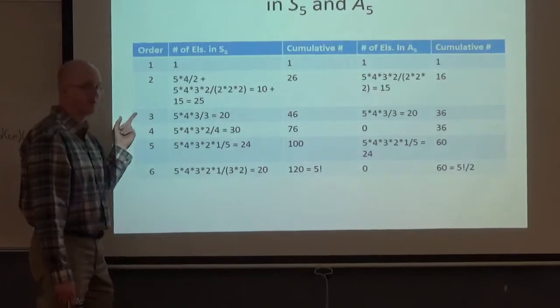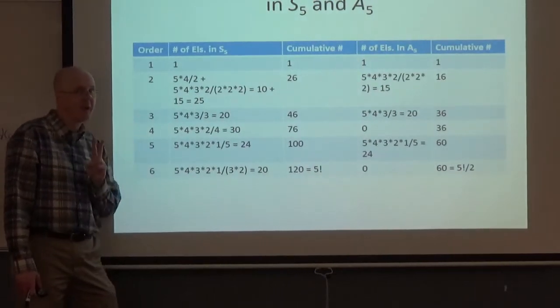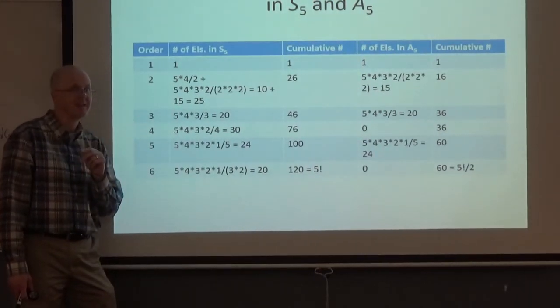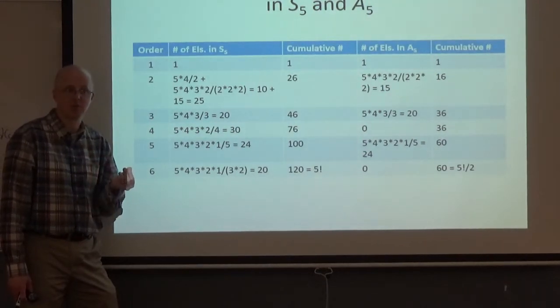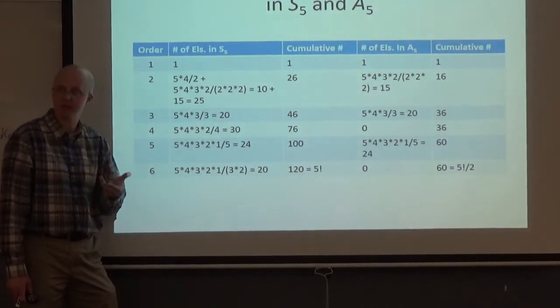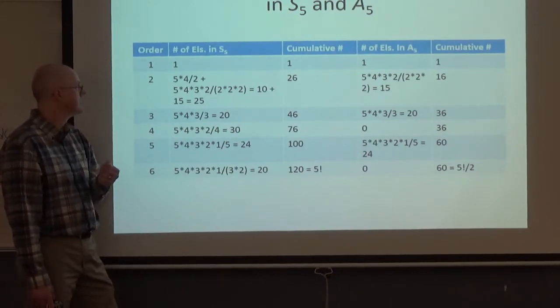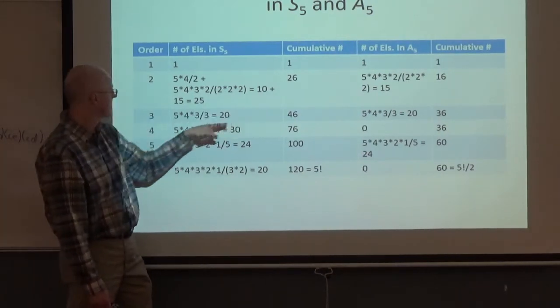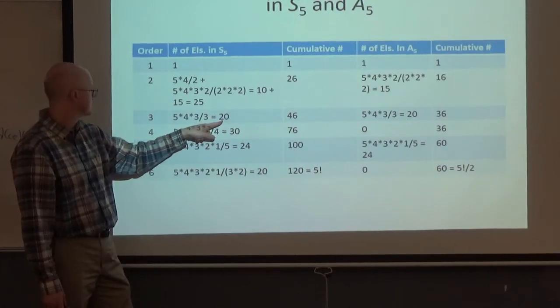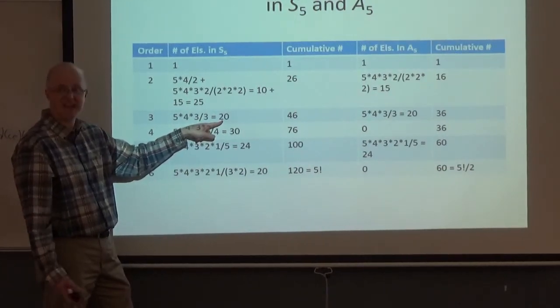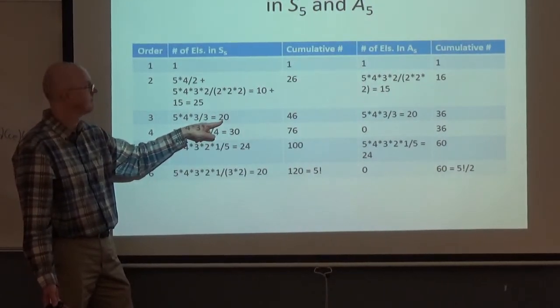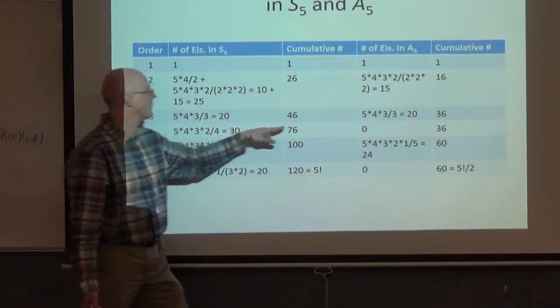For elements of order 3, they come in pairs, right? Given an element A of order 3, A squared is also going to have order 3 and be in the same cyclic subgroup generated by that element of order 3. So you've got to divide this number by 2. There's 20 elements of order 3. There would be 10 cyclic subgroups of order 3 in both S5 and A5.